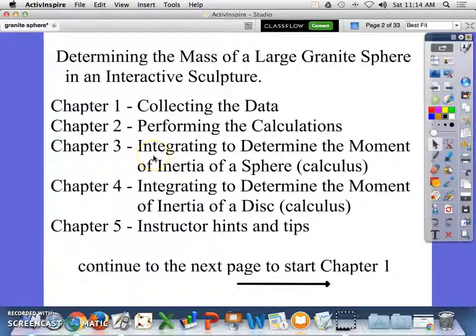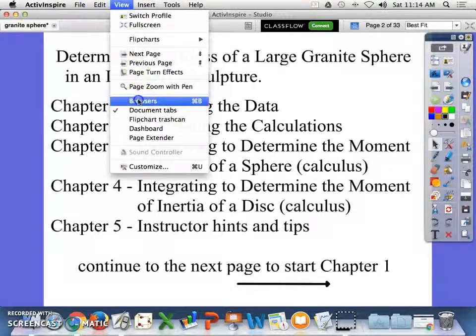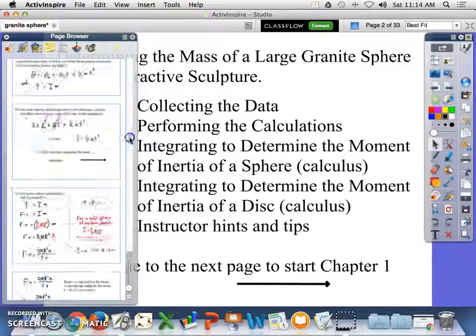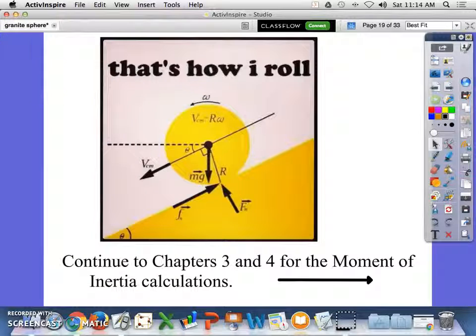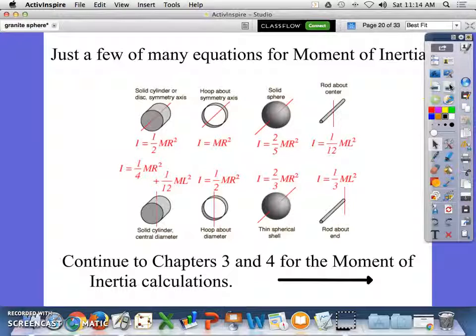These two chapters are going to be at maybe an AP calculus level, college calculus level, college physics level. So I'll jump right to there. And continuing to chapters 3 and 4 for the moment of inertia calculations. Here are just a few of many equations for a moment of inertia in your physics textbook or calculus textbook. Maybe you have these. And the one we're going to be finding is a solid sphere: I equals 2/5 mr squared.